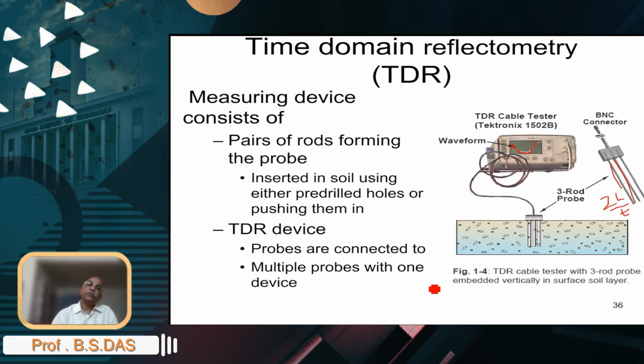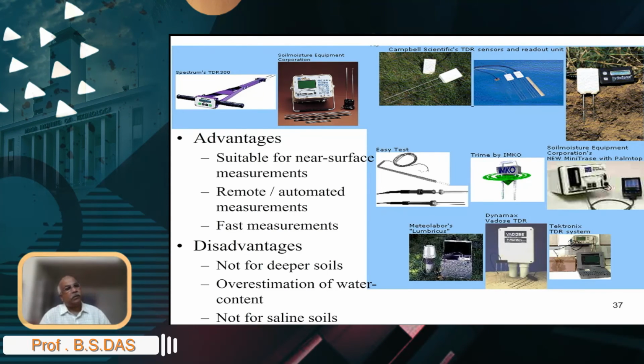And this used to be the scenario in the 90s, when we would just take this cable tester from the telephone industry to measure the soil wetness. But things have changed. We now have soil moisture probes using this time domain reflectometry. There are a bunch of them available now.